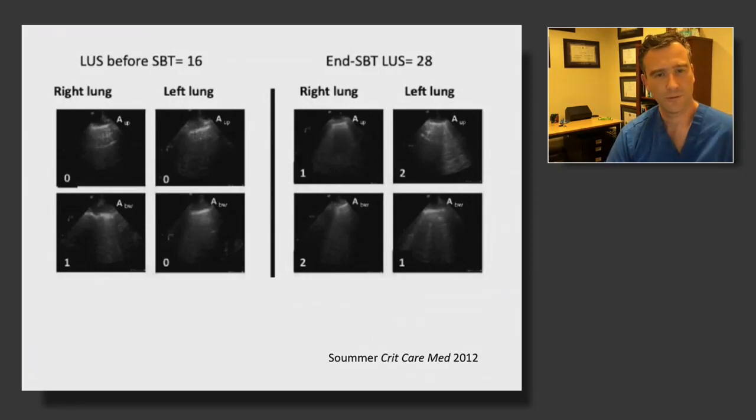But when you repeat the lung ultrasound at the end of the spontaneous breathing trial, you can see that now there are multiple what are called B lines in the same images. So instead of the horizontal lines, we have these vertical lines that reflect out from the probe. And these are markers of the development of pulmonary edema. So these images show us that the lungs have actually become edematous during the spontaneous breathing trial. And this is an easy way of confirming the diagnosis of weaning-induced pulmonary edema.